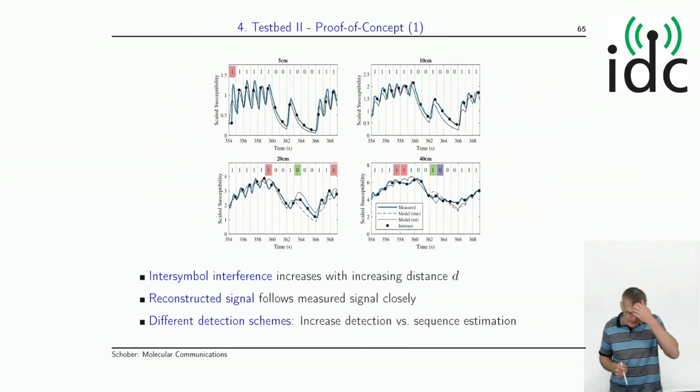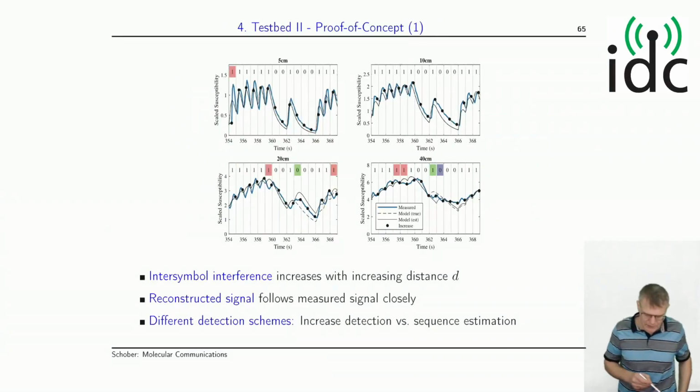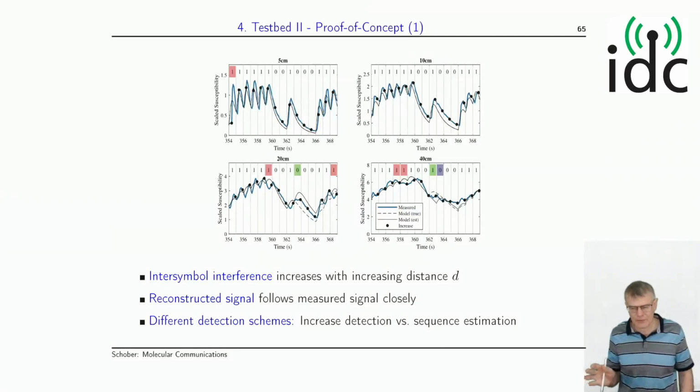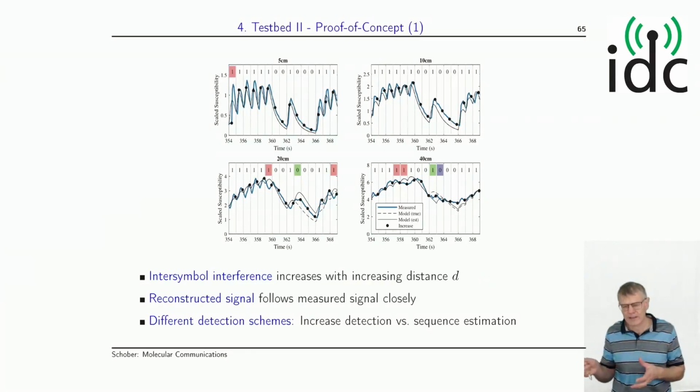Now here I show you some more measurement results for the received signal. Maybe we concentrate on the blue curves here in these 4 sub-figures. The blue curves are measurement results for transmission of a sequence of symbols. So we transmit here ones and zeros. In each case the same sequence is transmitted, but we measure the received signal at different distances. So again, from 5 to 40 centimeter.